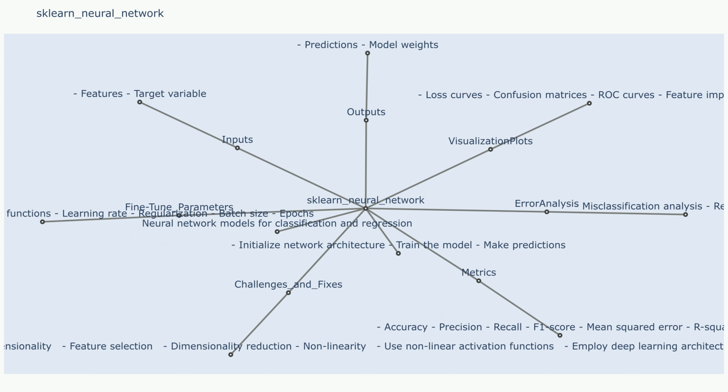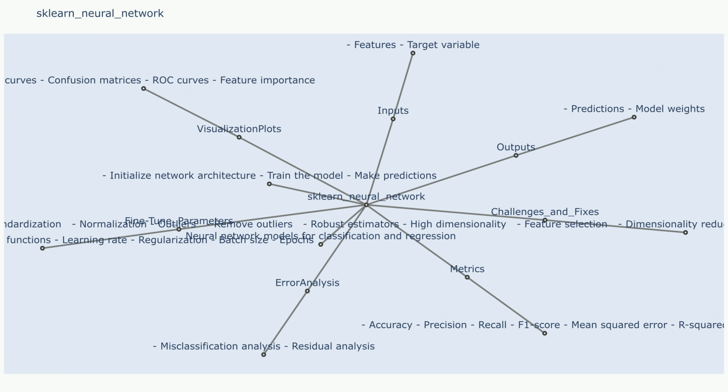Fine-tune parameters: hidden layer size: the number of neurons in each hidden layer. Activation function: the function used to introduce non-linearity in the network, such as ReLU, sigmoid, or tanh. Learning rate: the step size used during the optimization process. Number of epochs: the number of times the entire training dataset is used for training.